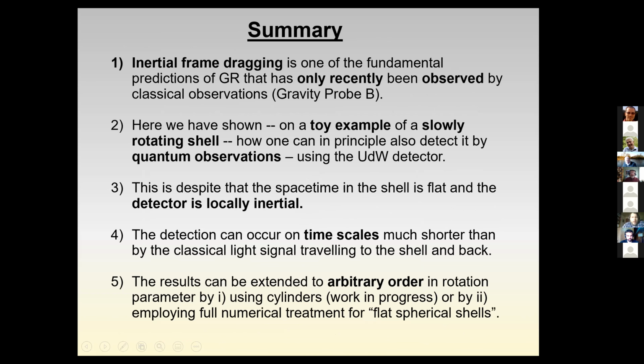All right, so to summarize, inertial frame dragging is one of the fundamental predictions of general relativity. And surprisingly, it has only been observed recently by classical observations, since 2011, by the Gravity Probe B experiment. So here we have just shown a toy example of a slowly rotating shell, how at least in principle we could also detect this by quantum observation using the Unruh-DeWitt detector. And this is despite the fact that the Unruh-DeWitt detector inside is actually inertial and lives in flat space. And it happens on time scales which are actually much shorter than the classical detection of the shell.